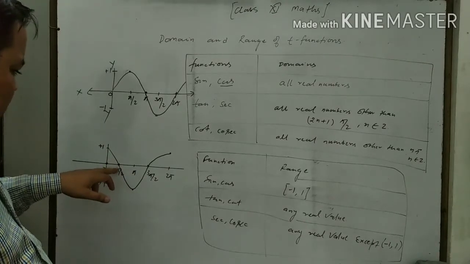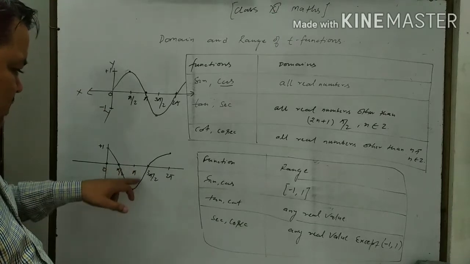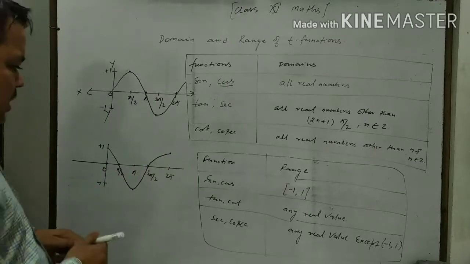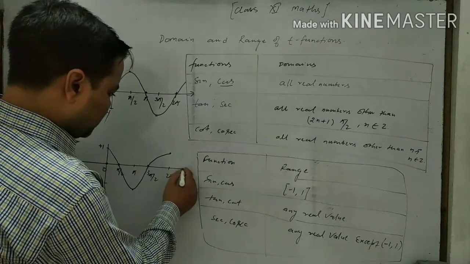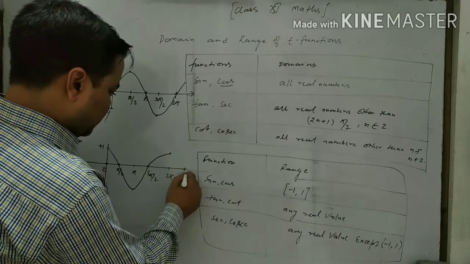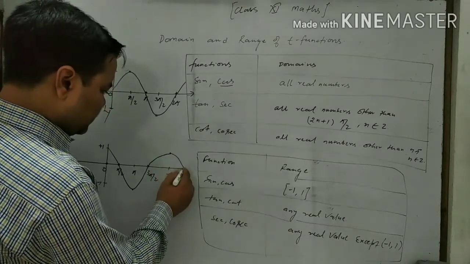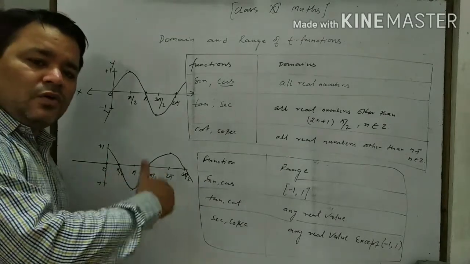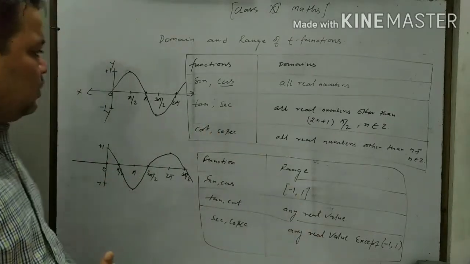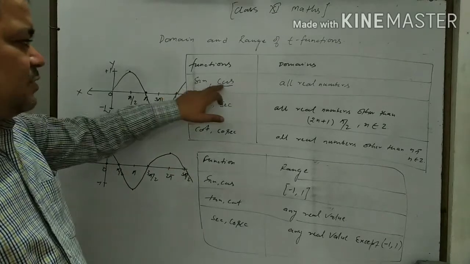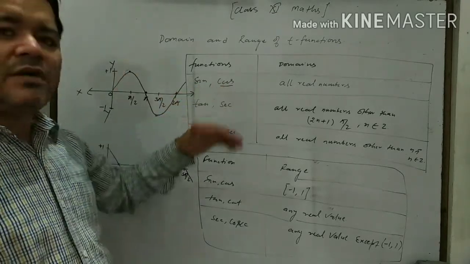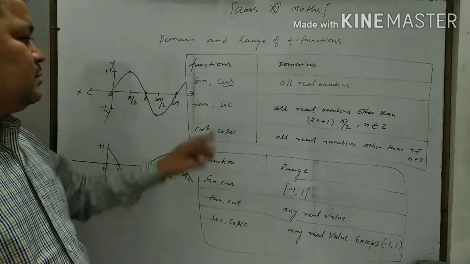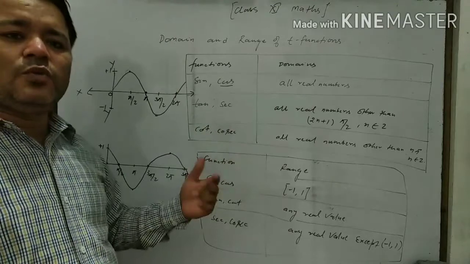Cos pi will be minus 1, cos 3 pi by 2 is 0, cos 2 pi again 1. If we write here pi by 2 again, it will be like this. After 2 pi, the graph of cos also repeats. Therefore, both sine and cos are periodic trigonometric functions, whose period is 2 pi. Similarly, tan, sec, cot, cosec are also periodic functions.